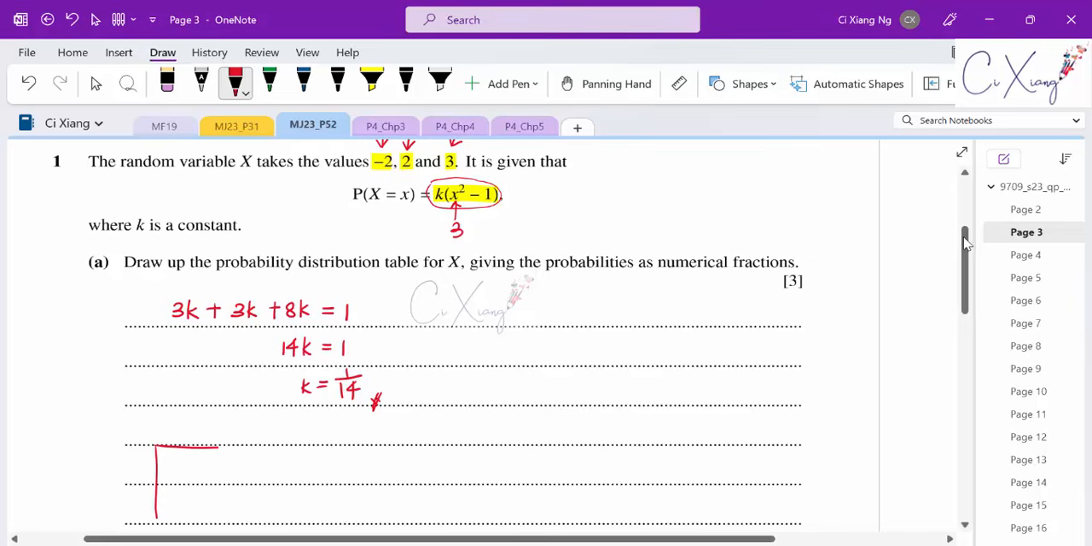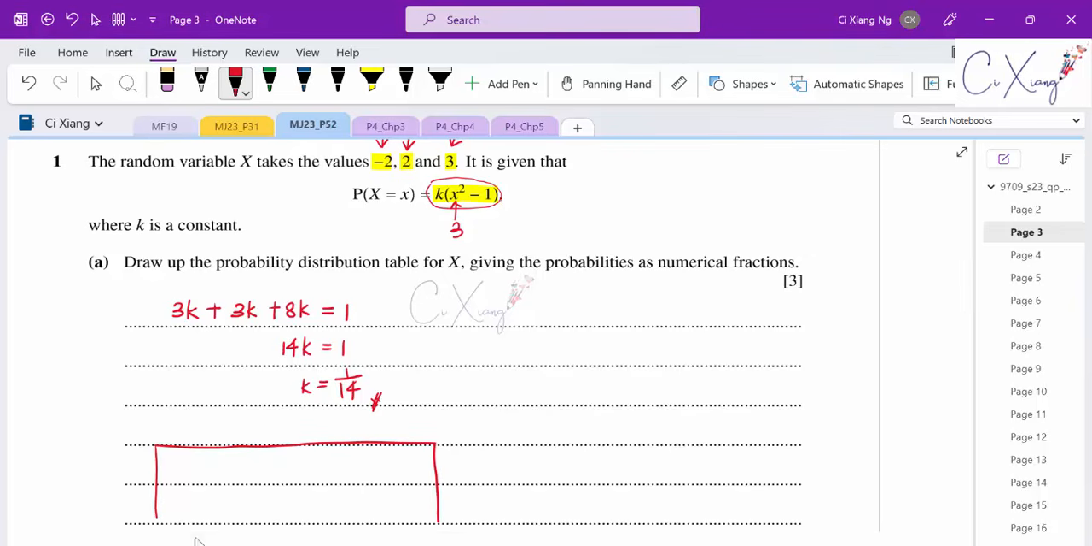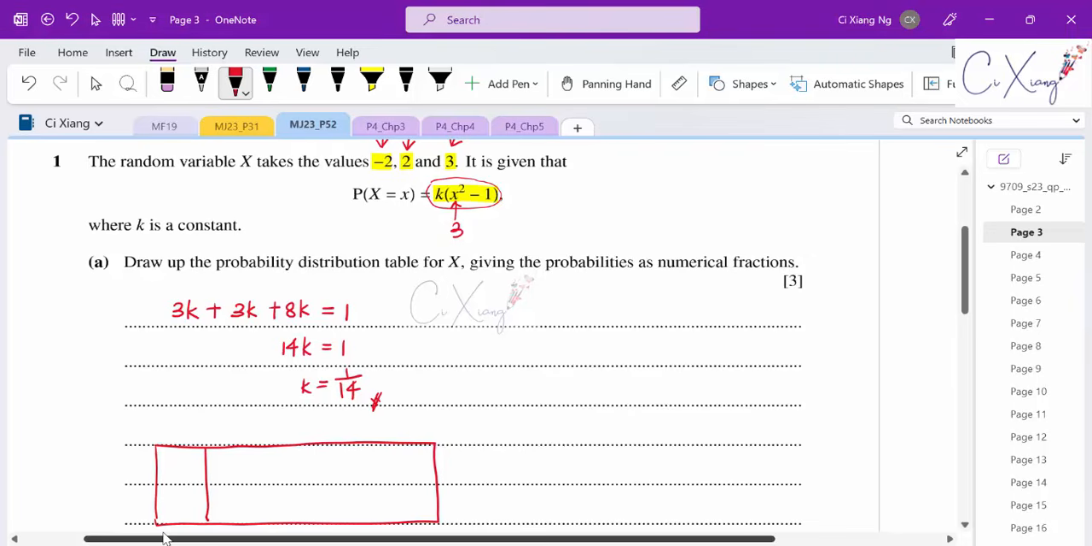It will be a table with two rows. The first row will show the value of x, and the second one shows the value of the probability. So I have x here. I have three values for x here, right? -2, 2, and also 3. So I will just put it as -2, and then 2, and also the value 3.